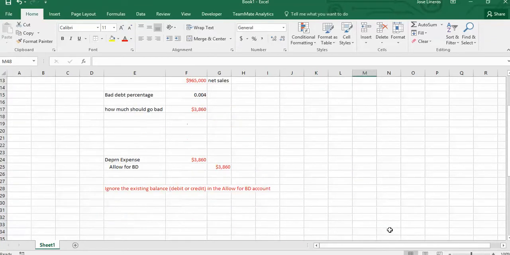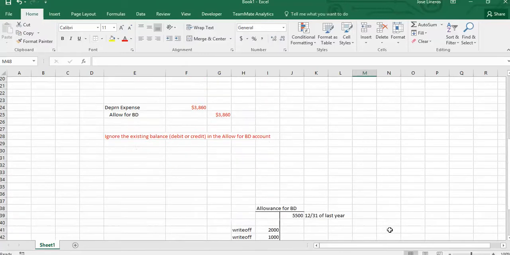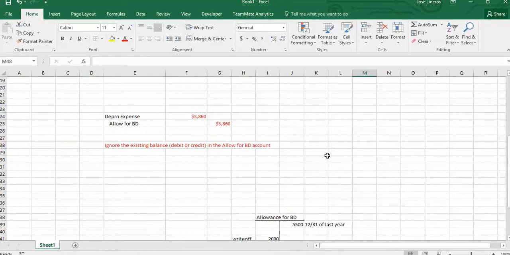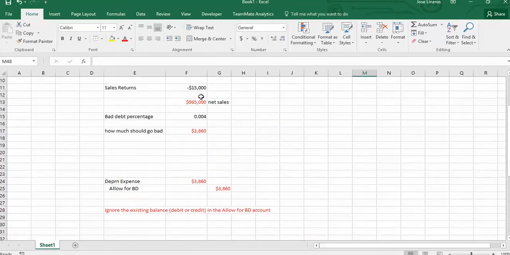Okay, the SUA is doing the simplistic. They think they're doing you a favor. And I would agree they are if you'll just pay attention to the instructions. You do not factor in the existing allowance for bad debt. What you do is just calculate your net sales, multiply your percentage. That's how much bad debt you expect to go bad with these sales, and just add it.